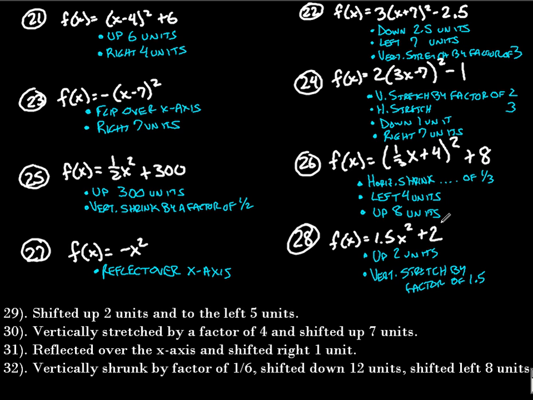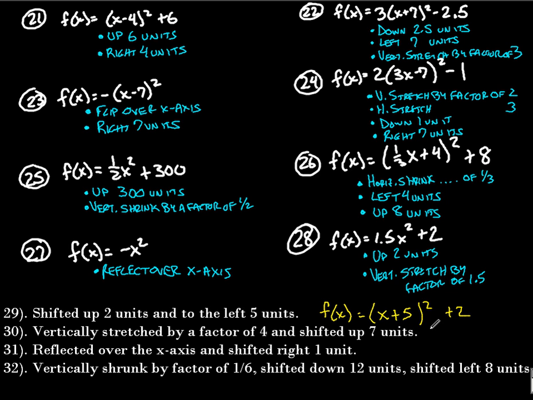Alright, 29 to 32 is we need to rewrite them back in these forms based on now what these shifts are. So to shift up 2 units and to the left 5 units, that means that I'm going to have plus 2 at the end for the up 2 units, and on the inside, I'm now going to have x, I would need plus 5 to make it shift to the left.